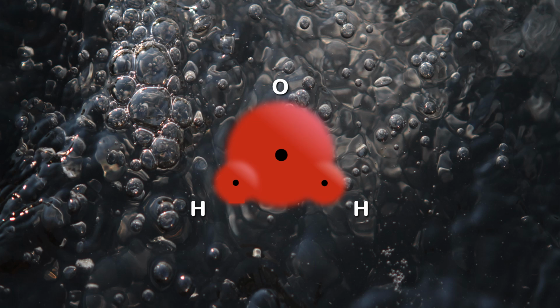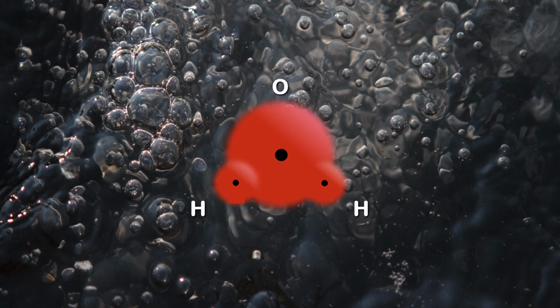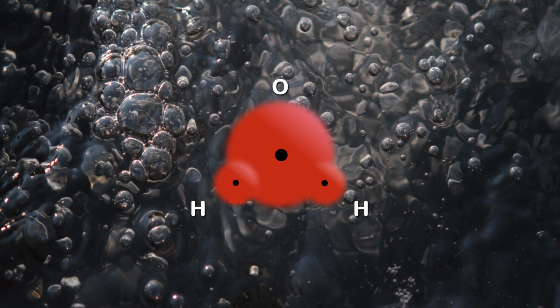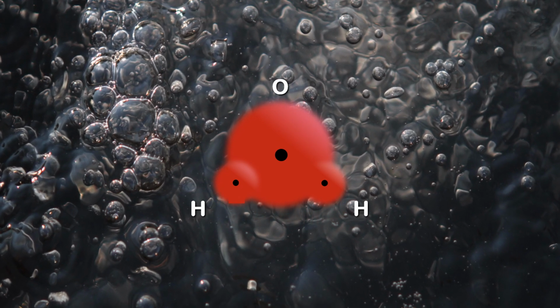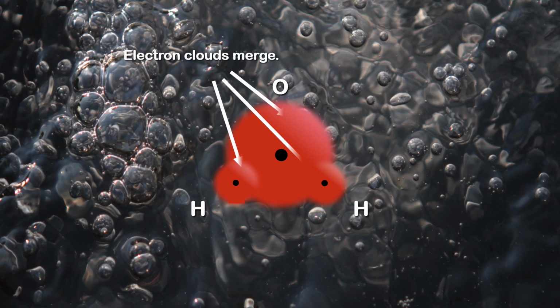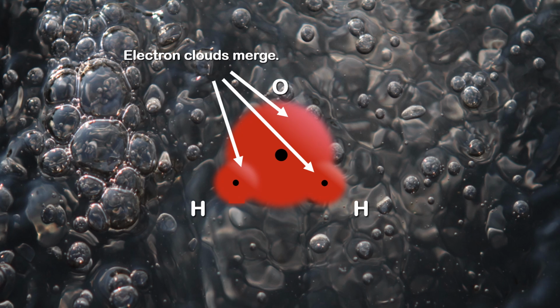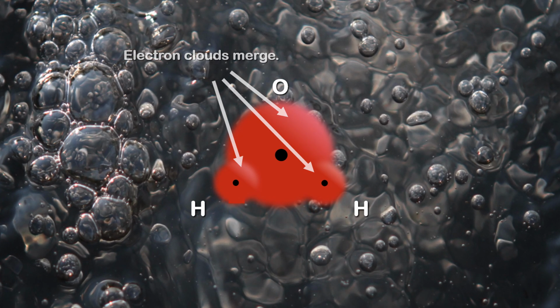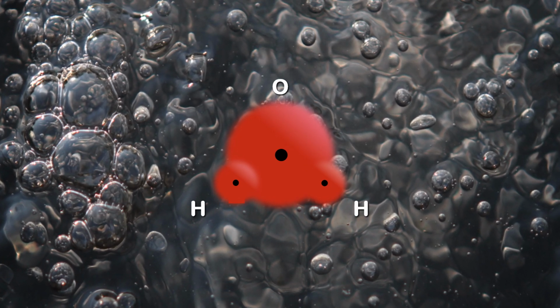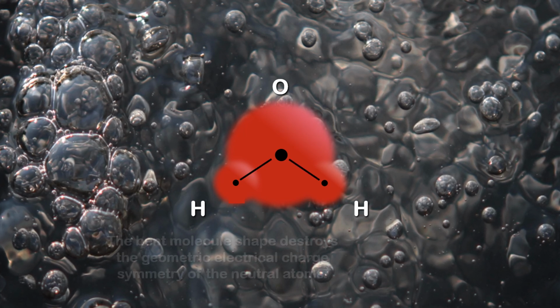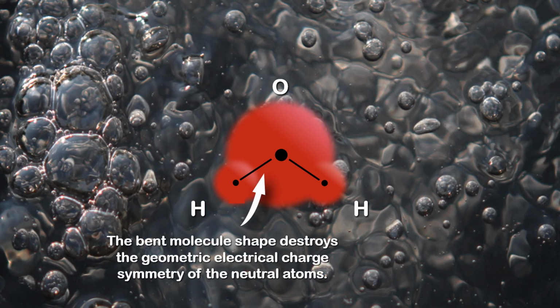But when two neutral hydrogen atoms join one neutral oxygen atom to make a water molecule, electrical charge symmetry is lost. Parts of the electron clouds of all three atoms merge to form chemical bonds, and the hydrogen atoms join the oxygen atom in a bent molecule arrangement. The bent molecule shape destroys the geometric charge symmetry of the neutral atoms.